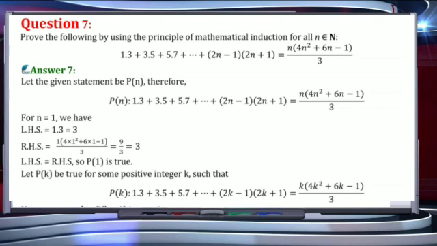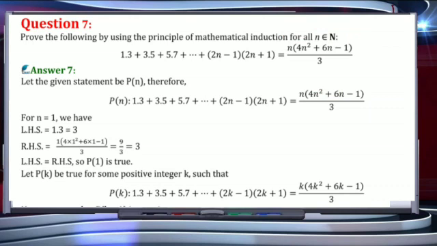As we proceed, we will first check P(n), LHS and RHS, for n equal to 1. For n equal to 1, LHS will be the first term, that is 1.3. The dot is the product over here, students. So 1.3 is 3. Next, RHS: we substitute n as 1, and on simplification we get the value as 3. As you can see, LHS is equal to RHS, so this implies P(1) is true.